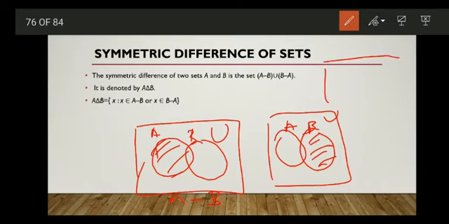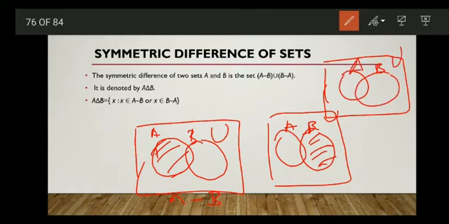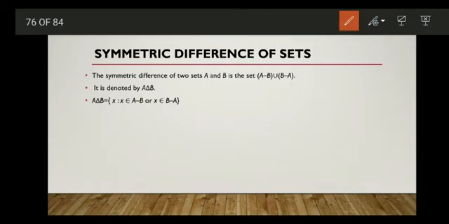So A symmetric difference B will be, when we combine these two things, we have to shade this portion as well as this portion. So this will be A symmetric difference B. Right. This portion is shaded and this portion is shaded, and the common portion of A and B is not shaded. Okay. So this will be A symmetric difference B.